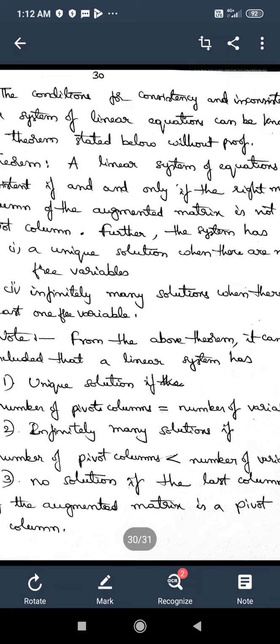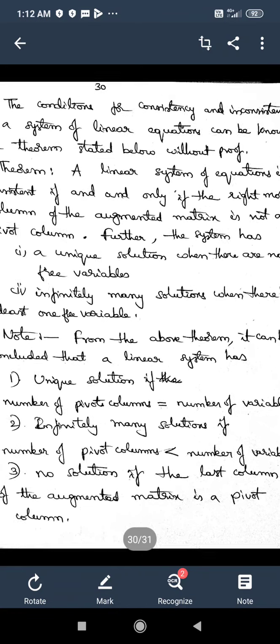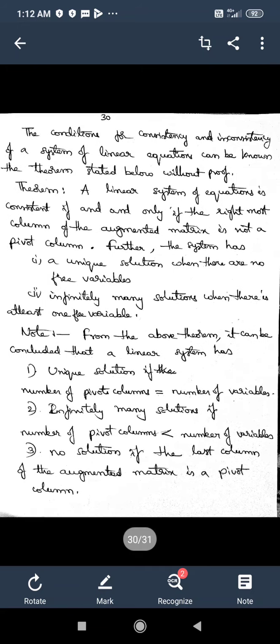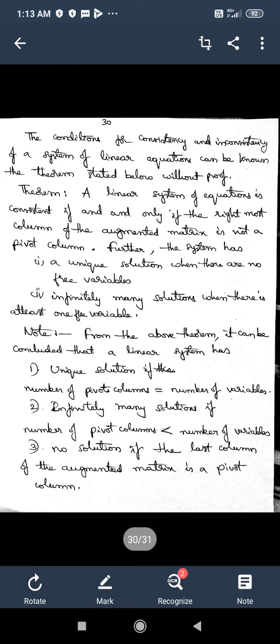And there are some note points to be gone through. From the above theorem, it can be concluded that a linear system has the following properties. Remember these points because we need them later in the following chapters of linear algebra. So remember these things and keep these points in mind.